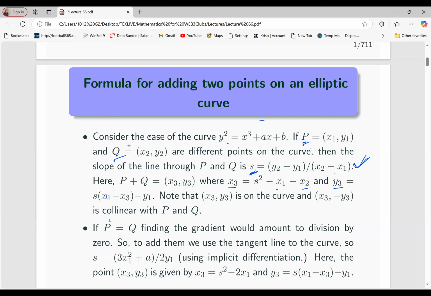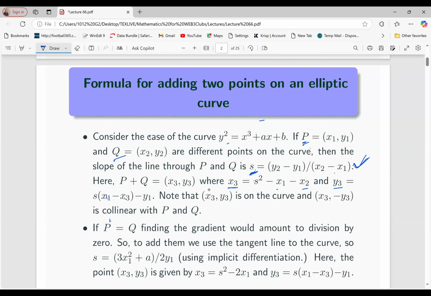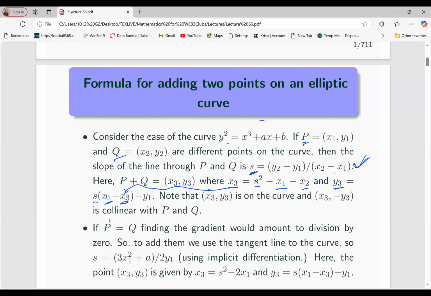After finding the gradient, it proceeds to find x3, and x3 will be given by gradient squared minus x1 minus x2. Then what about y3? Y3 will be the gradient multiplied by the difference x1 minus x3. X3, we've just gotten from here. So you put it here, then subtract y1.